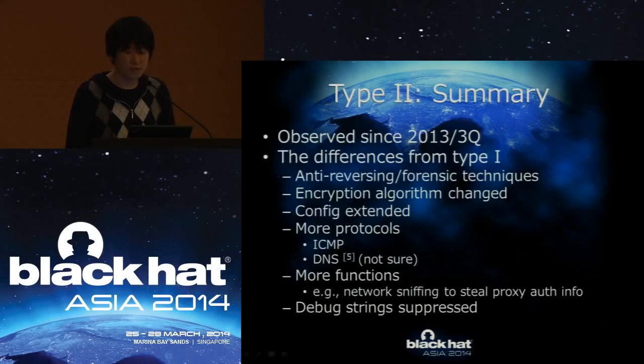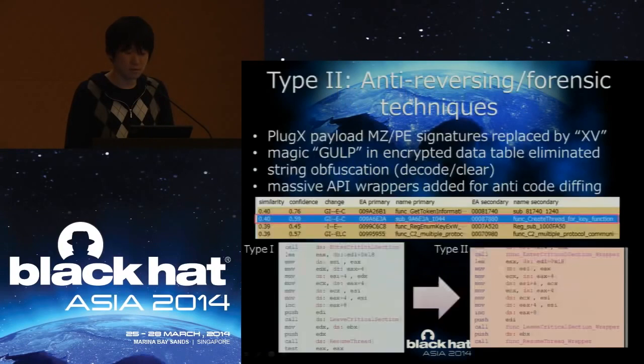PlugX type 2 emerged in the third quarter of 2013. This type implements more anti-reversing or anti-forensic techniques than type 1. We explain the main features. The original PE in the PlugX payload is obfuscated by modifying the MZP signatures. Additionally, the signature of the encrypted data table is eliminated.